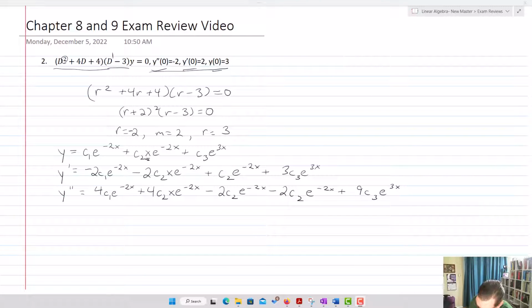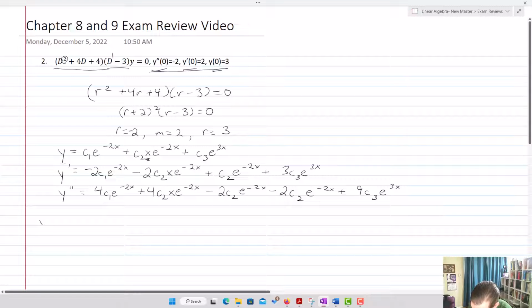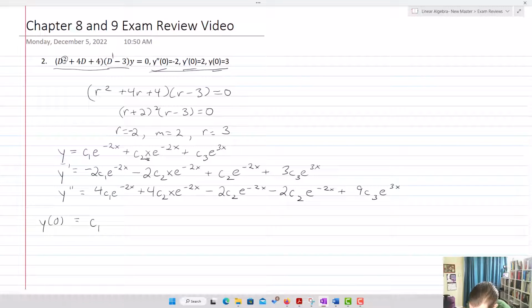So now I'm going to come up here and plug in. I've got y of 0 is going to equal c1, and if I plug in a 0, that's e to the 0, so that's 1, plus c2 zeroed out, plus c3, because e to the 0 again is just 1. So I've got c1 plus c3, that's going to equal 3. And that's my initial condition, y of 0 equals 3.